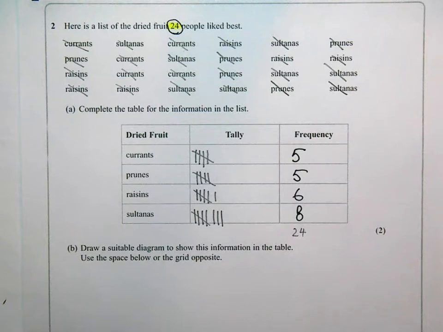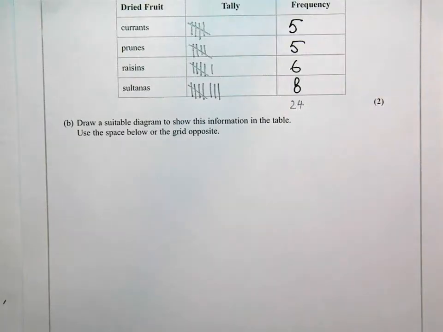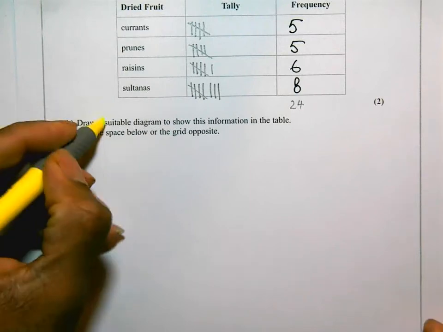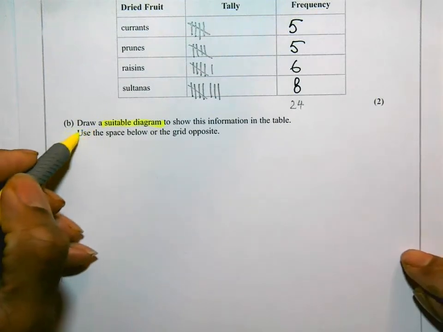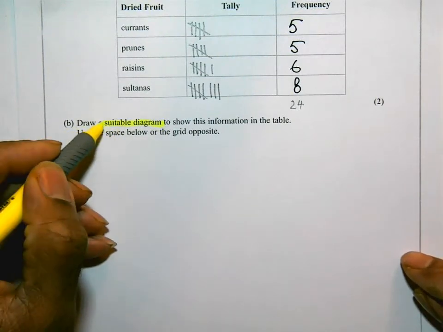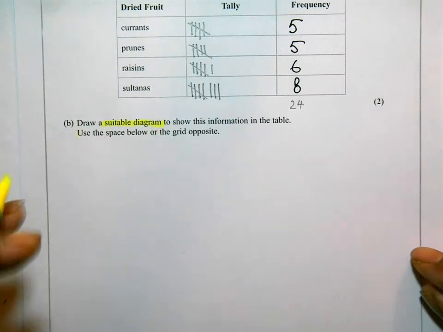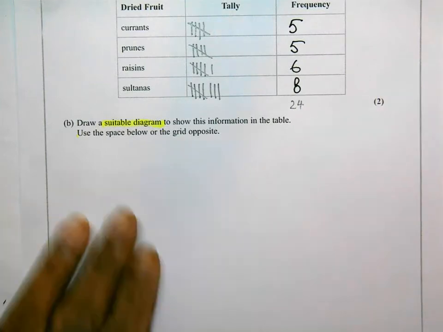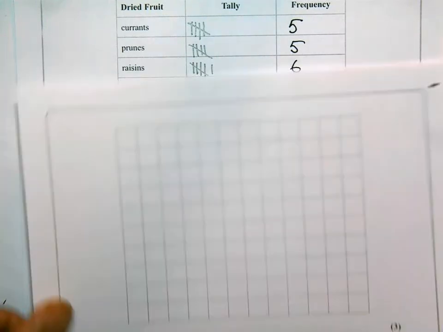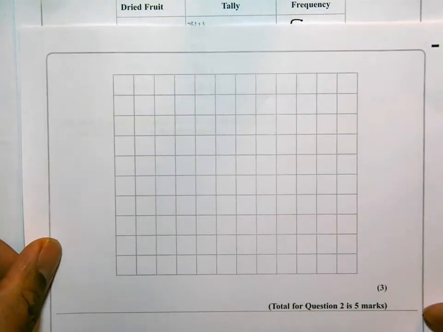Now going on to part B, let me just move the paper up a bit. Okay, in part B, the question says, draw a suitable diagram to show this information in the table. Use the space below or the grid opposite. So they've given you a lot of freedom here to draw anything that you want. You could draw a bar chart, a pie chart, a line chart, right? But they've given you this wide open space down here, and on the other page they've given you this grid. Now I'm going to use the grid to draw a bar chart.